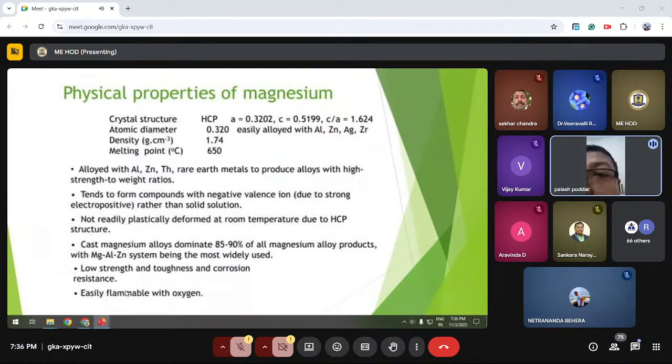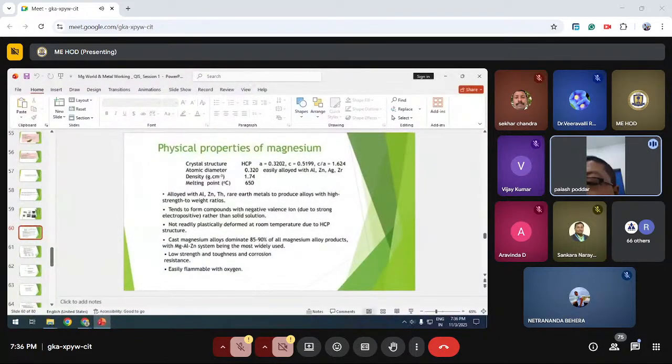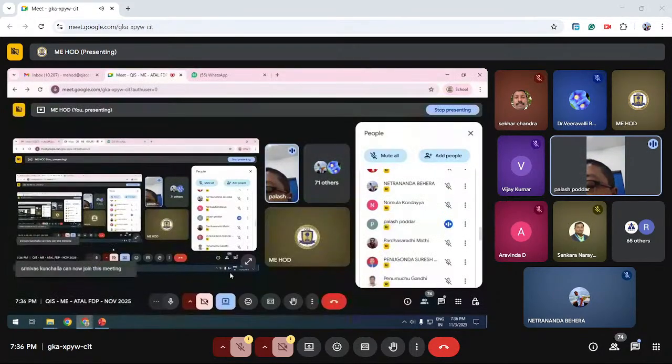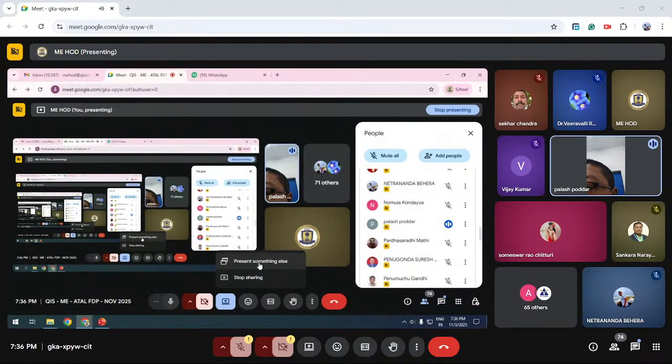Magnesium alloys: 85% to 90% of all magnesium alloy products are made with the magnesium-aluminum-zinc system, which is the most widely used. Strength is low and corrosion resistance is also low. It is easily machined, but burning takes place.